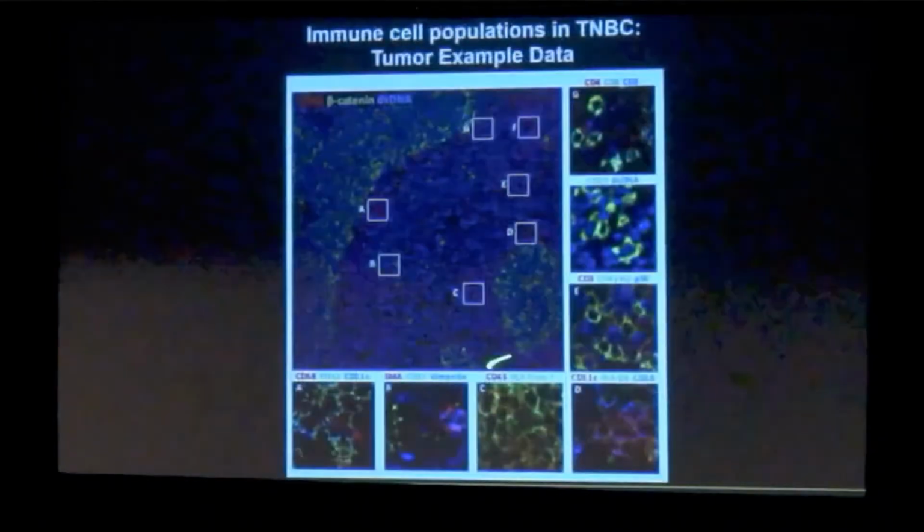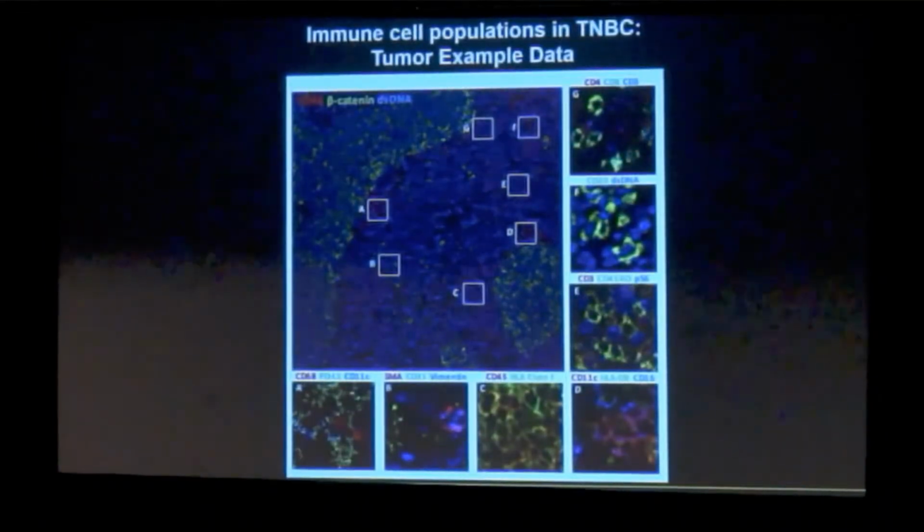Just to give you an idea of what the data looks like from one of these: each one was a millimeter tissue microarray core, and we looked at around 42 of those cores. In this case, we used the 800 micron field, which is the inscribed square of a millimeter core. Here you can see one case where we have tumor region marked by beta-catenin, and CD45 marking immune cells. And here are some different insets to show how we can see the co-localization of different immune cell markers and identify multiplex phenotypes.